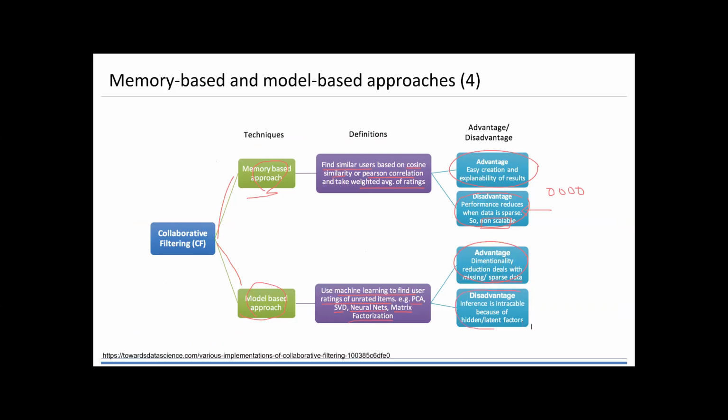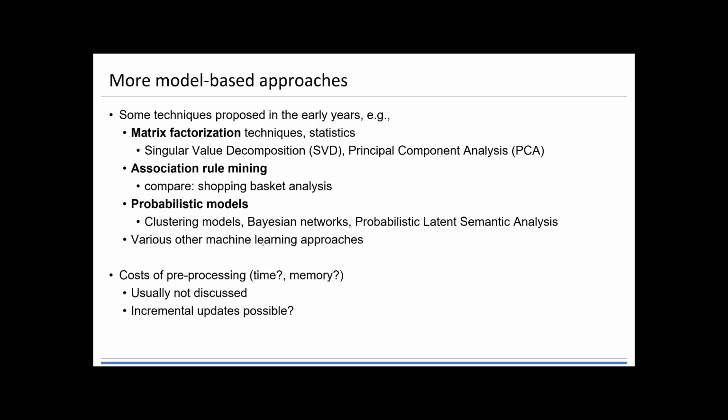But the disadvantage is the inference is intractable because of hidden or latent factors. Intractable means it is difficult to interpret, because it is a latent or hidden factor. We do not know what the numbers mean. Okay, so let's see with an example. Now we are going to learn about the model-based approach, such as matrix factorization.